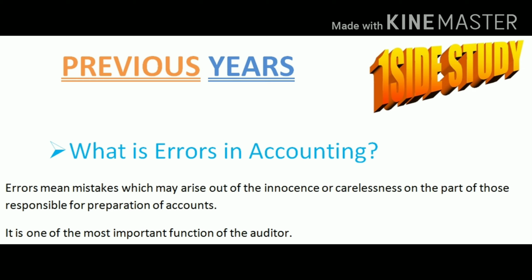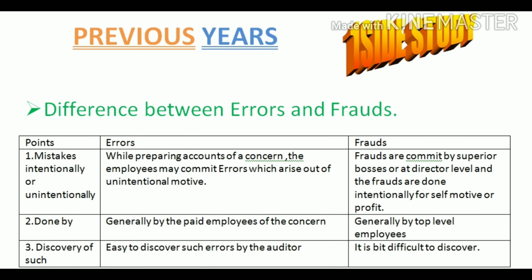Here comes the next slide. This is a very important question, that is, difference between errors and frauds. So let's discuss. And the first point is whether the mistake done intentionally or unintentionally. Obviously, in the part of error, the intentionally motive is not there. It is full of unintentional motive. Because while preparing the accounts, the employees may commit some errors which are out of total innocence and unintentional motive.